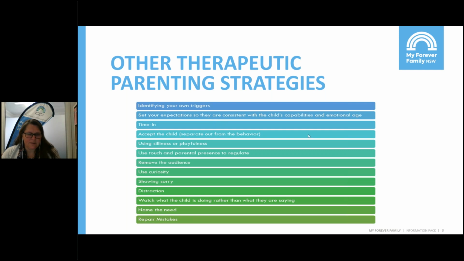So setting expectations, we need to make sure that our expectations are consistent with the child's capabilities and the emotional age. Just because we're parenting a 12-year-old, it doesn't mean that their emotional age is 12. Their emotional age is usually stuck back at the time of the trauma. So if they experienced an enormous amount of trauma at 4, their emotional age might be 4. If they experienced an enormous amount of early trauma, their emotional age may be 2. And the expectations we have of them may be more consistent with those of a 2-year-old. So think about what the child is capable of and what their emotional age is.